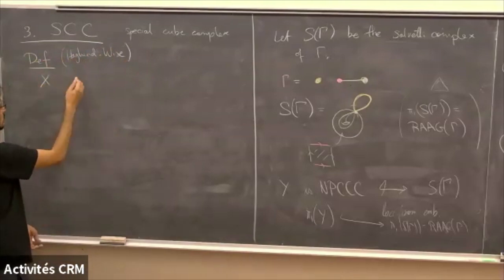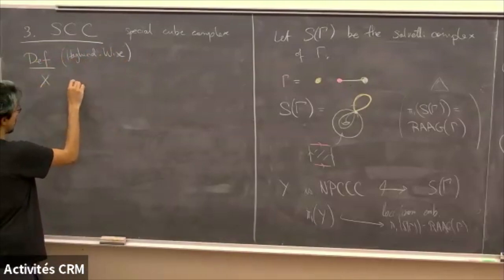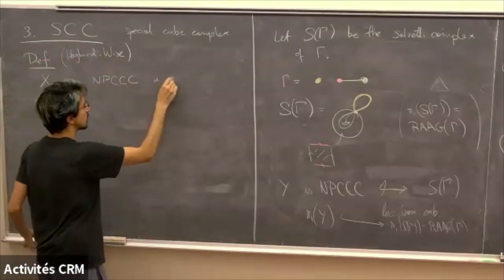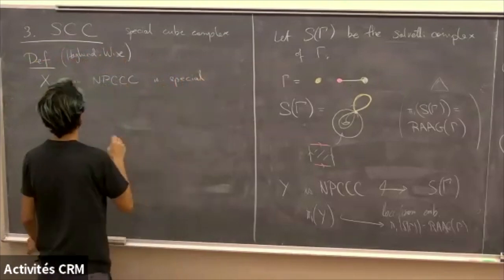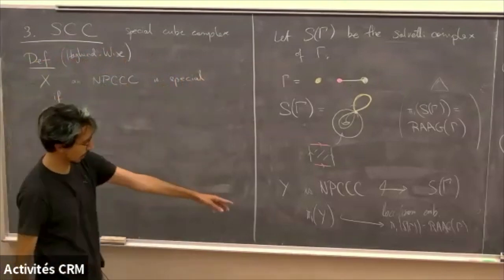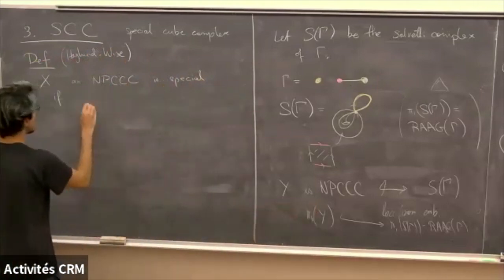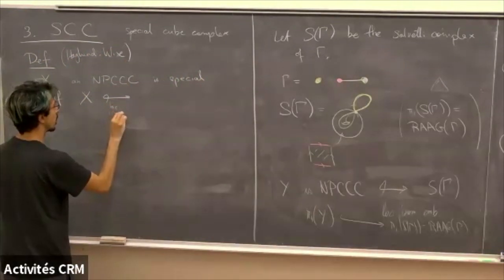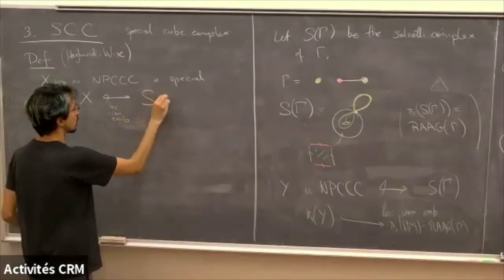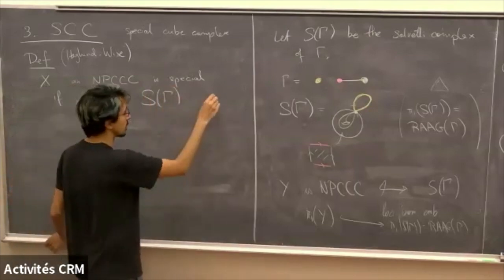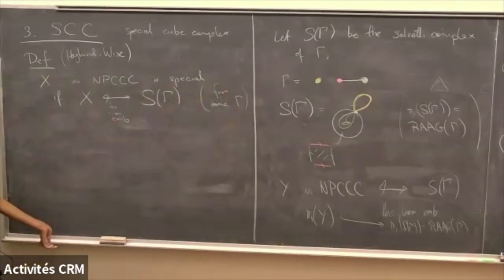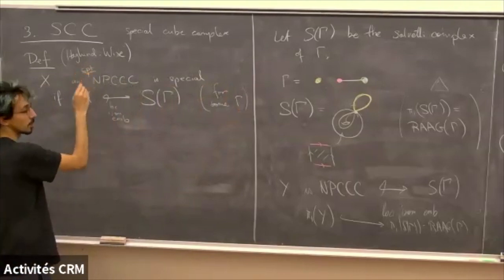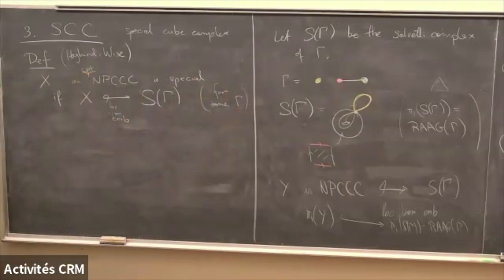So X, a non-positively curved cube complex, is special if and only if X has a local isometric embedding to some Salvetti complex. Okay, so really when I say special, I mean compact. You know, it's controversial. Let's stick to compact things because they're nicer.